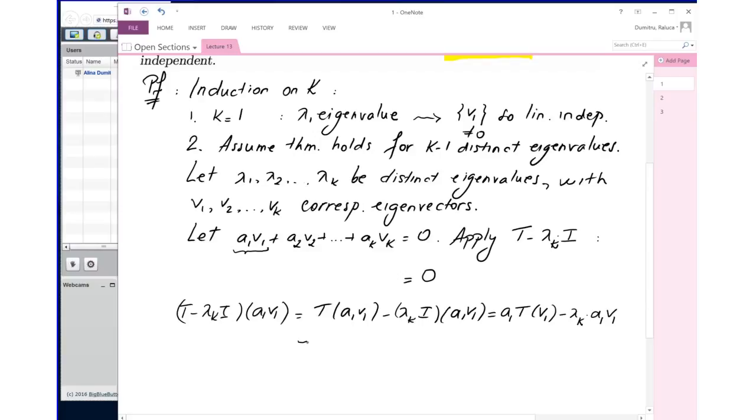All right, but what is T of v1? Who is v1? v1 is an eigenvector corresponding to the eigenvalue lambda 1, right? So T of v1 is, in fact, lambda 1 times v1, because that's what defines eigenvalues. a1 lambda 1 v1 minus a1 lambda k v1. Basically, we get a1 times (lambda 1 minus lambda k) v1. So that's what we get by applying the transformation to the first vector here.